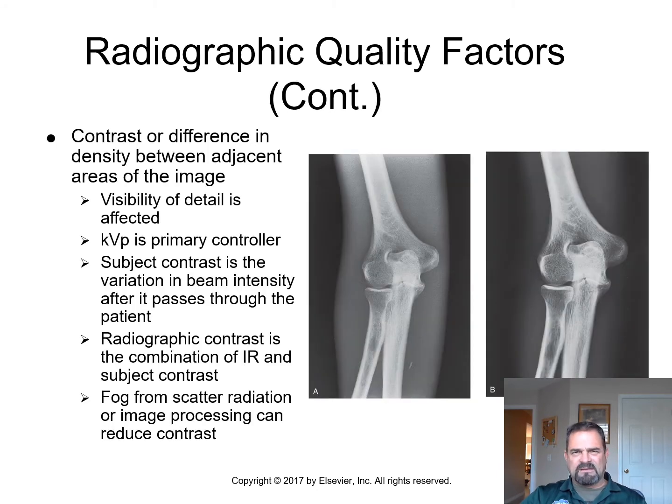All right, so contrast, or the difference in density between adjacent areas of an image, creates the visibility of detail, and it is affected by the kVp, and that is the primary controller. The subject contrast is the variation in beam intensity after it passes through the patient, and the radiographic contrast is the combination of the IR and the subject contrast.